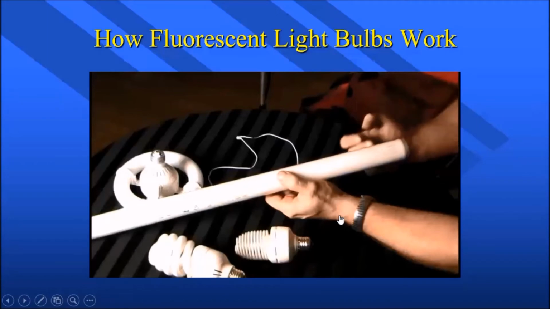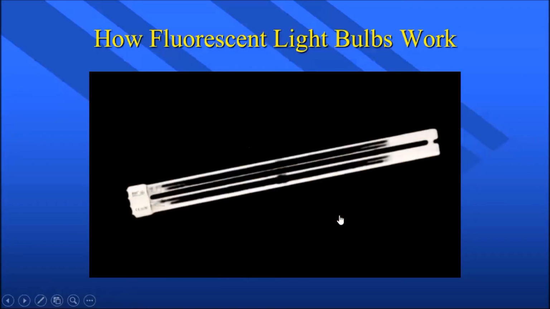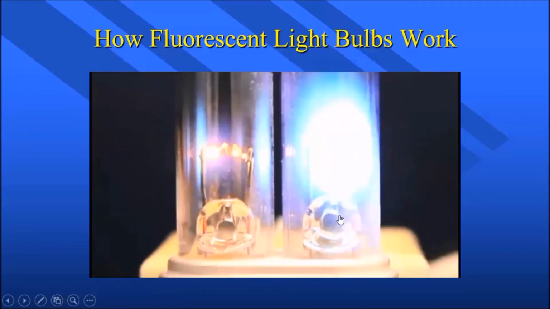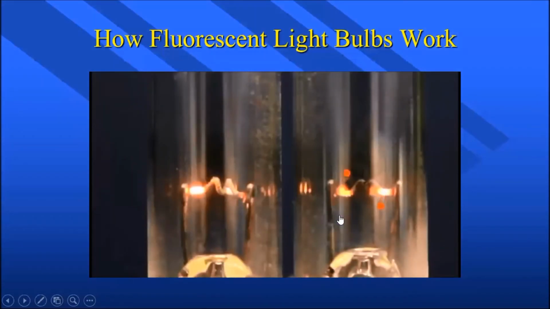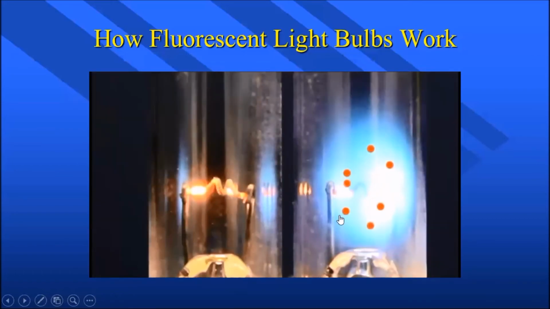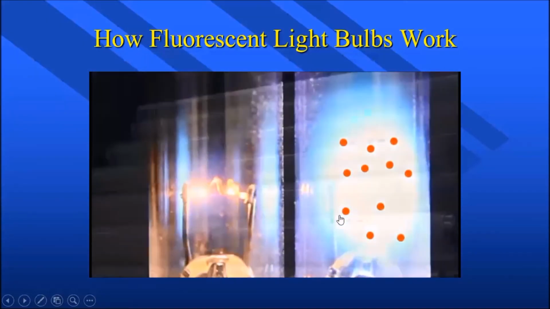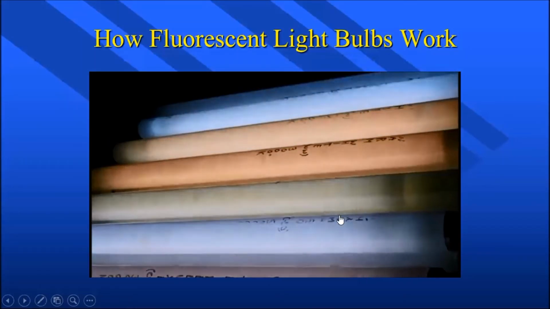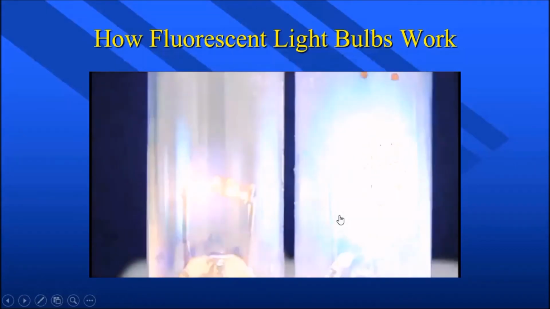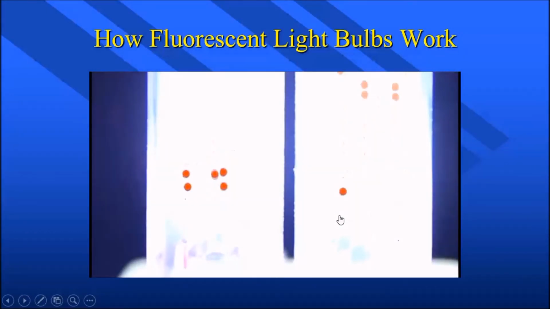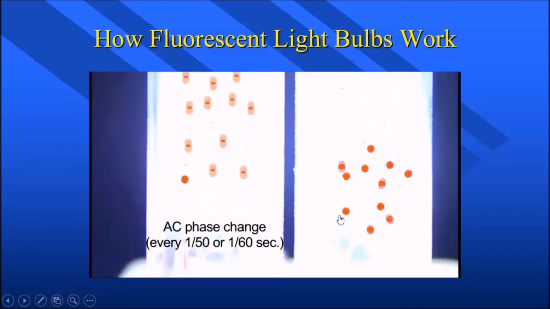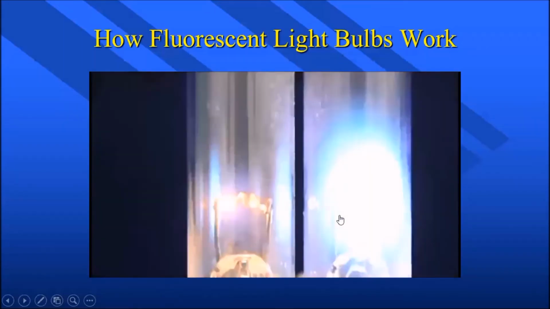And how it works is when the current is switched on, these cathodes heat up, and they're coated with a special material that gives off electrons. It works on the same principle as a vacuum tube, and it's called thermionic emission. When it heats up, it gives off electrons. Then a high voltage pulse is sent through the lamp from the starter, and that pushes those electrons through the lamp from one end to the other, and it starts an arc through the gas that's in the lamp, which is argon.